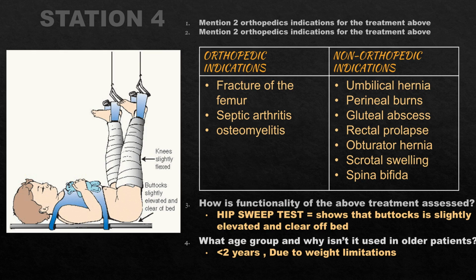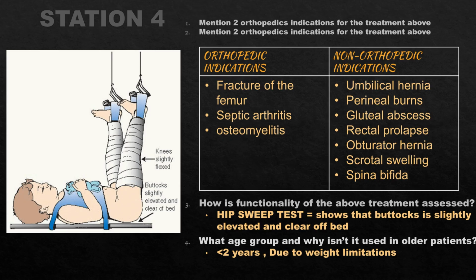Gallows traction is not used in older children primarily because of weight limitations. As children grow heavier, the amount of traction required increases, and skin traction becomes unsafe due to the risk of skin breakdown and neurovascular compromise. Additionally, older children are less tolerant of prolonged immobilization in this position, and they are more commonly managed with surgical fixation. How do you assess whether gallows traction is functioning correctly?